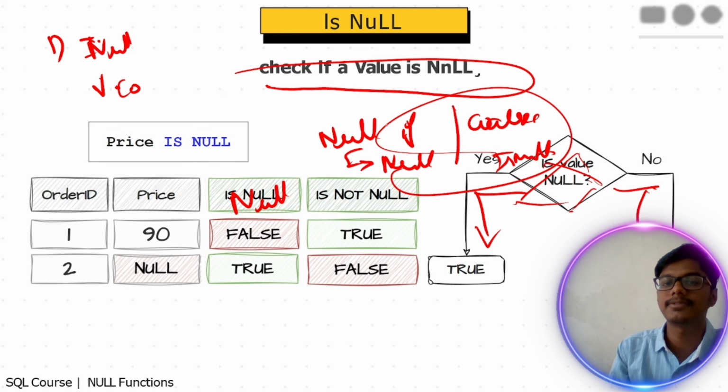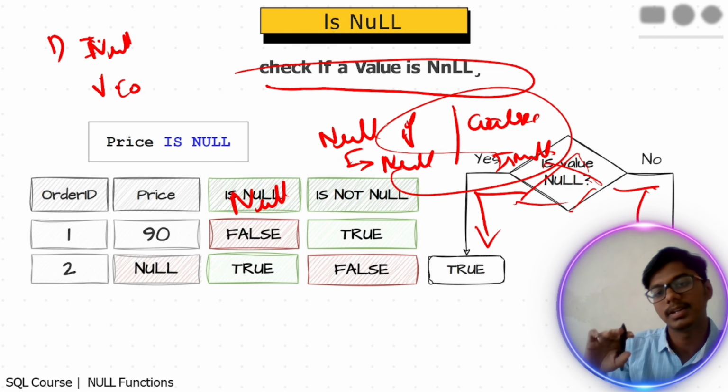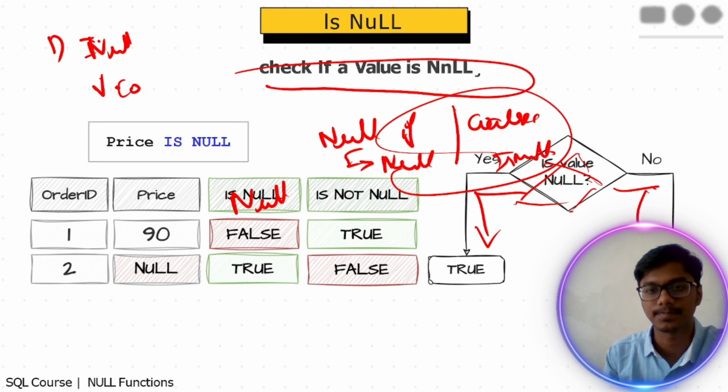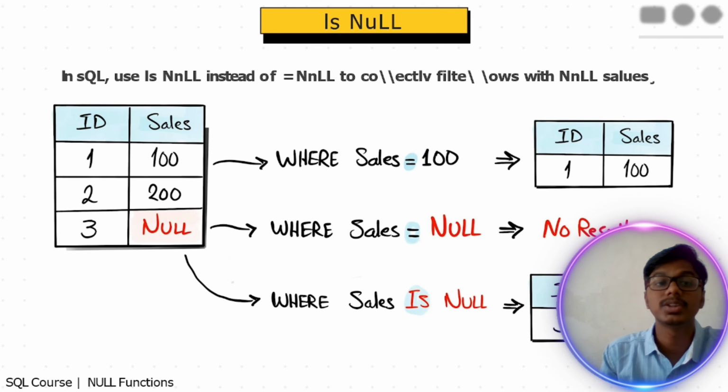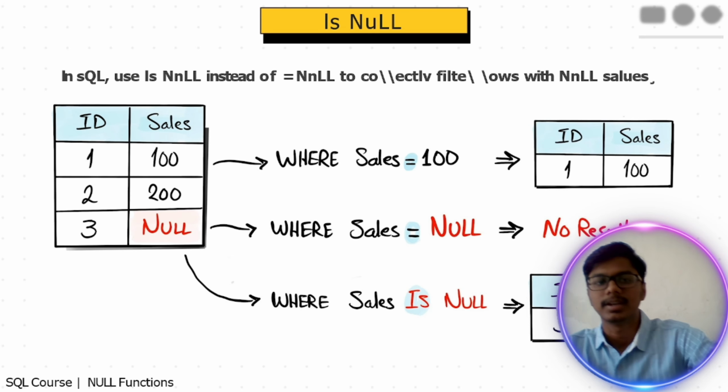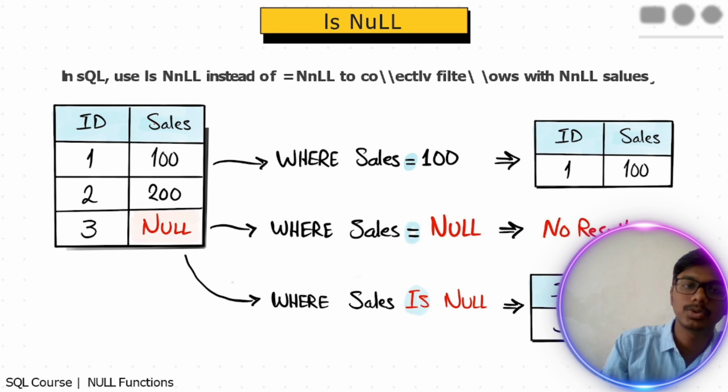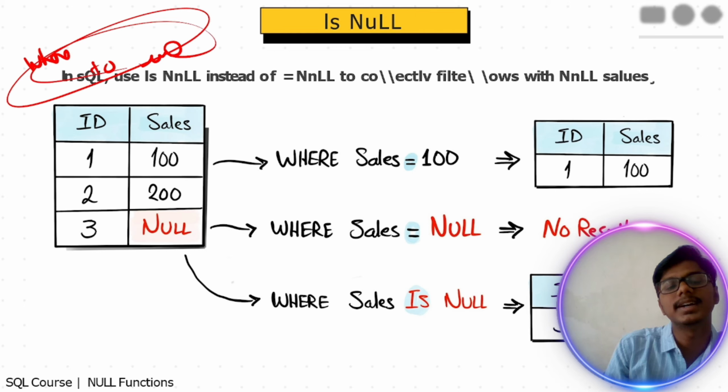Okay, NULLIF, ISNULL, COALESCE, and ISNULL, we have discussed and completed. So now the use cases of ISNULL. In SQL, where to use ISNULL, where to use COALESCE, where to use NULLIF. That's what the visual explains.